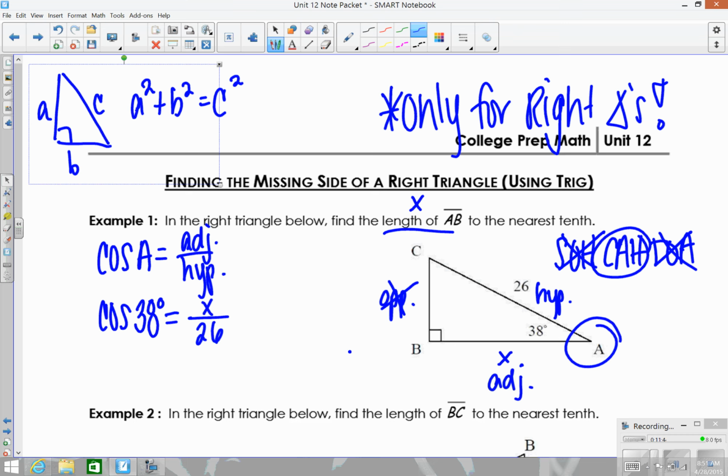Now we have to solve this. We have a number equal to a fraction, because cosine of 38 is really just a number. So if I put that over 1, I can then cross multiply. So 26 times cosine of 38 degrees equals x.